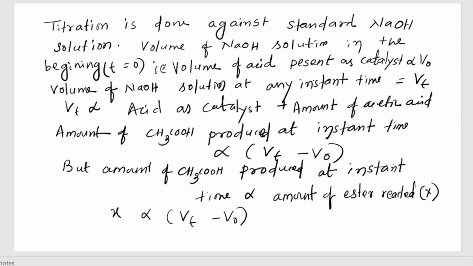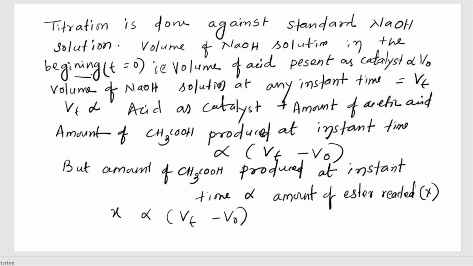Titration is done against standard NaOH. Here KMnO4 is not used. Standard NaOH means one whose strength is known. Consider the volume of NaOH solution at the beginning, time T0. At the beginning, that is the volume of acid present as catalyst. The acid helps the hydrolysis of ethyl acetate in presence of water and acts as a catalyst. So the volume of acid present is proportional to the volume of NaOH solution, which is V0. Similarly, the volume of solution at an instant, particular time, is Vt.